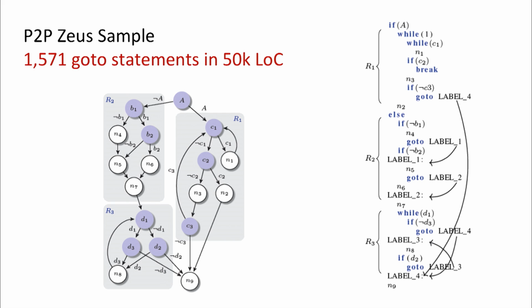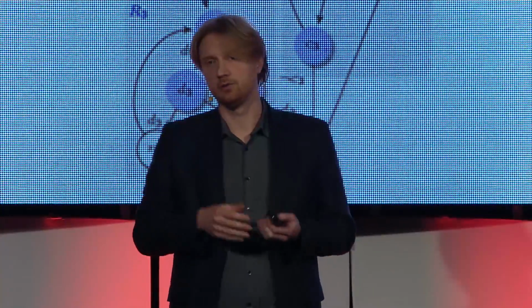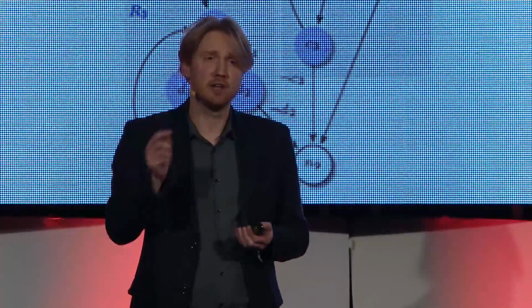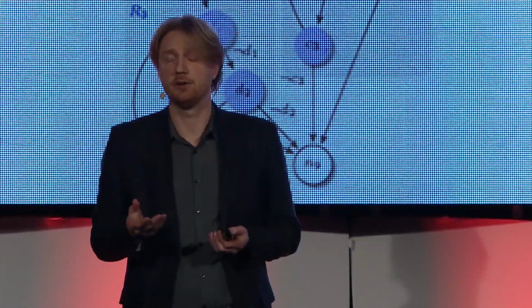So you have kind of control flow graphs, and unfortunately, most normal decompilers will have a lot of go-to statements to kind of go from the binary code to the assembly or the C code. Just as an example, the peer-to-peer sample of the Zeus malware has 1,571 go-tos in roughly 50,000 lines of code. That's roughly one go-to per 32 lines of code. That's a lot to get your head around when you're trying to analyze something which potentially is actually written in a way to make it hard to understand.